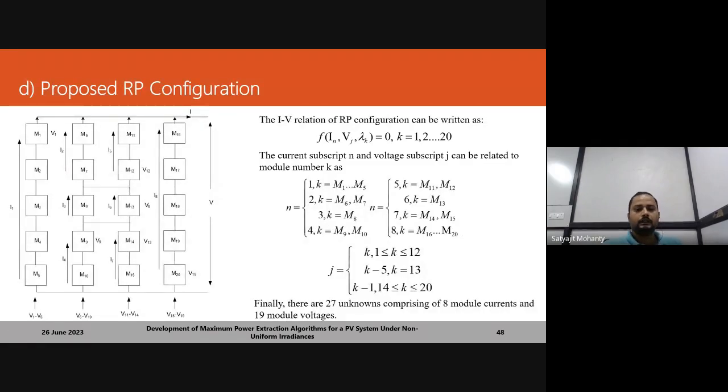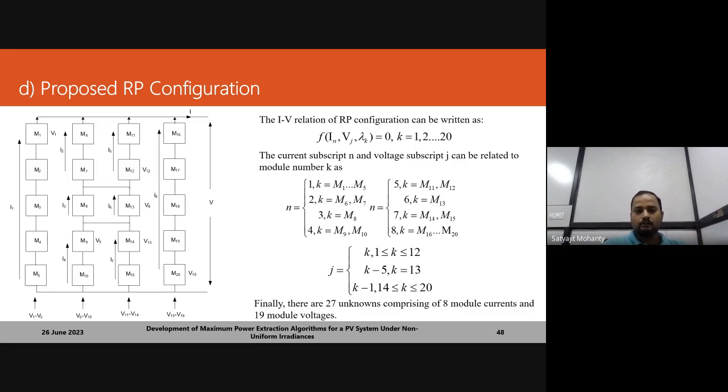Then coming to the proposed RP configuration. RP is known as the ring pattern configuration. After rigorous topologies and different experiments, I found that this RP configuration is somehow better than the conventional configurations. Similarly, these are some of the currents. There are 27 unknowns, which comprise 8 module currents and 19 module voltages.